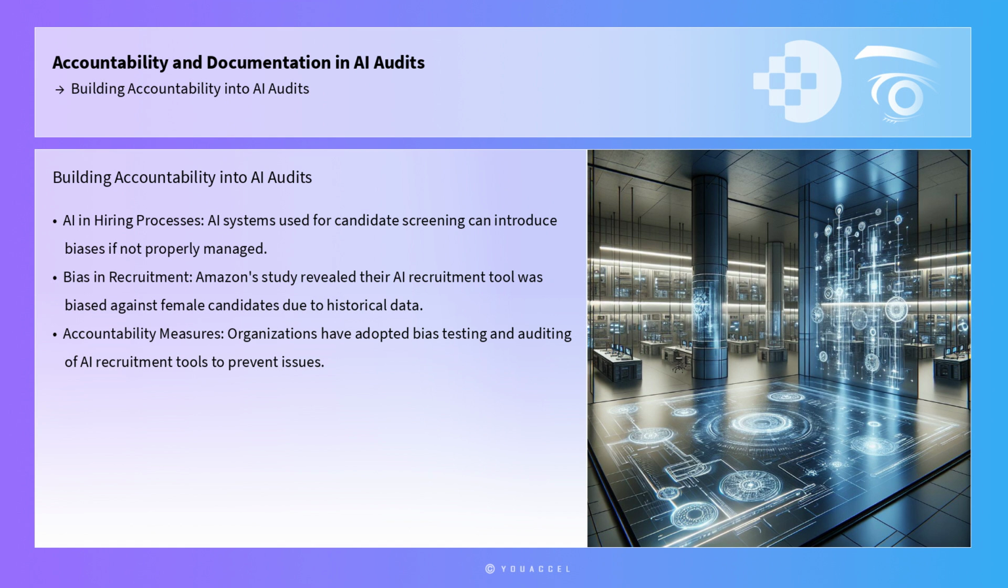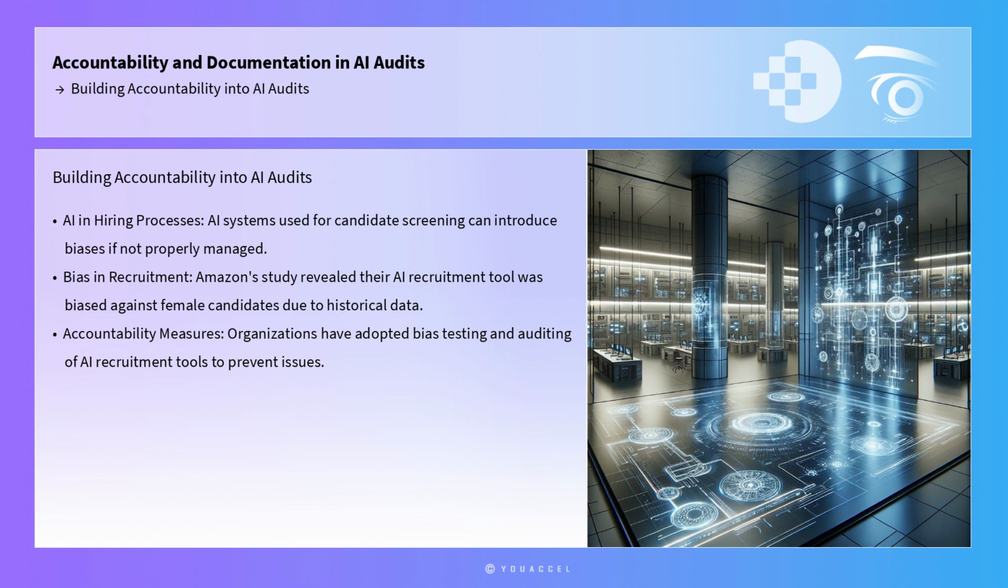Case studies provide valuable insights into how organizations can effectively build accountability into AI audits. One notable example is the use of AI in hiring processes. AI systems used for candidate screening and selection can introduce biases if not properly managed. A study conducted by Amazon revealed that their AI recruitment tool was biased against female candidates due to historical data reflecting gender disparities in the tech industry.